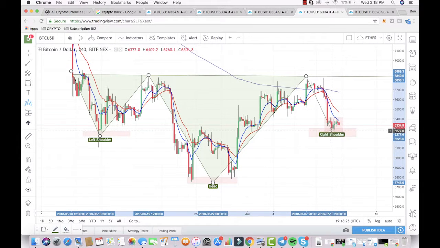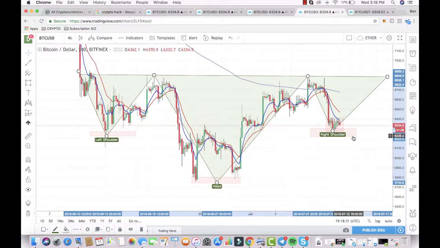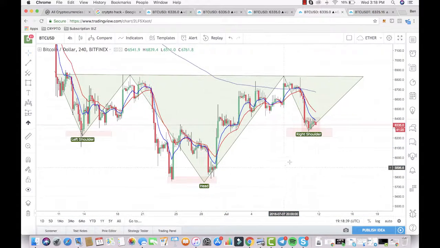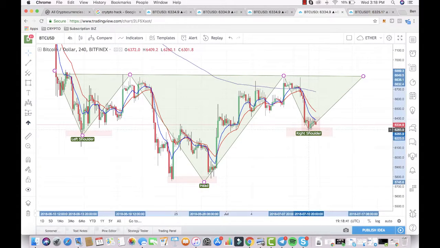I mean, that's almost as good as you can get. That's about as good as you can get there. So this is what's known as a head and shoulder pattern.